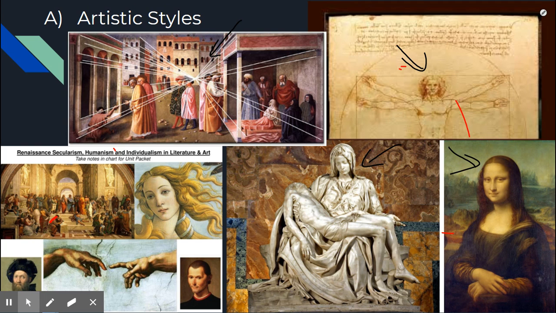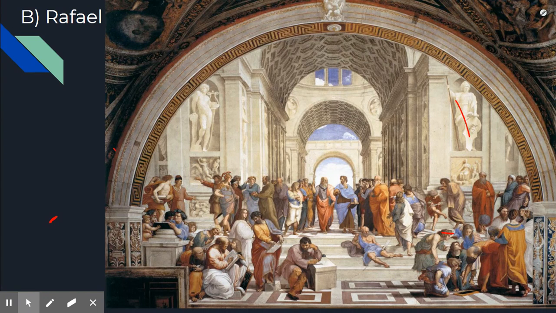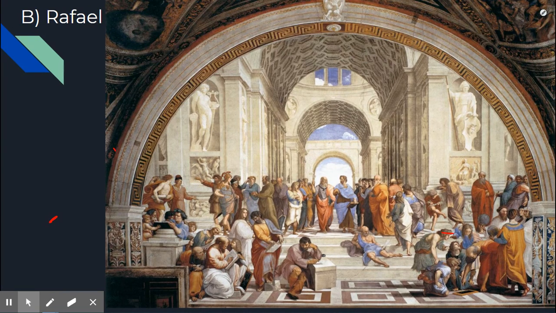So we're going to dive quickly into the Ninja Turtles in order to examine each of these ideas. So one famous Renaissance painter was Raphael. He created this gorgeous work here. This is called the School of Athens. And this combines a number of different Renaissance techniques.